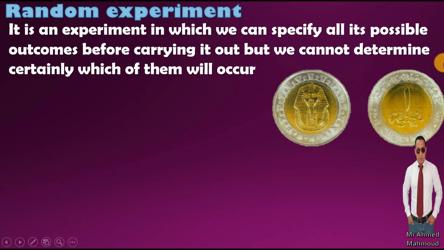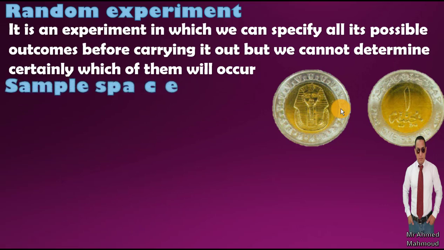For example, I now flip a coin. Okay, the coin includes head or tail. I know actually all the possible outcomes, head or tail, but I don't know exactly what will happen, head or tail.